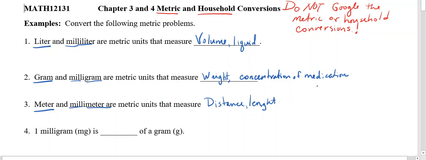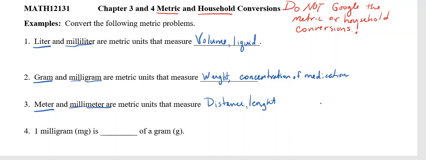So these are the 3 types of bases we have. Liters measure volume, grams measure weight, meters measure distance. They also measure your height, which is a distance or a length, but they measure your height in centimeters. In household, we measure our height in feet and inches. But in the medical field, they'll measure your height in centimeters.